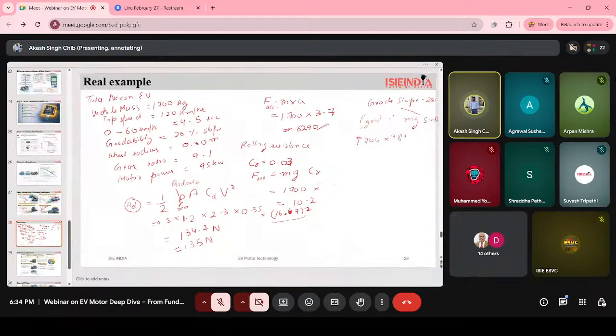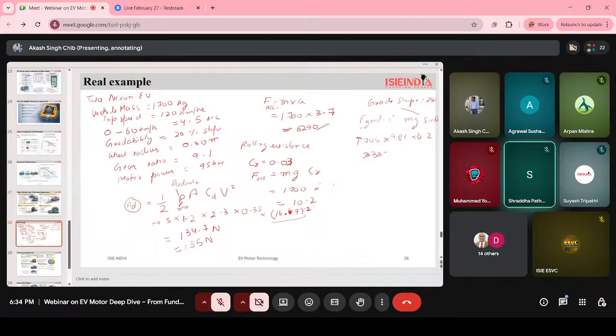1700 into 9.81 into 0.2, we'll take it as. How much are we getting for the gradability slope? 3335. Excellent. So we are getting 3,335 Newton of gradability slope. The same way you can calculate all these things.